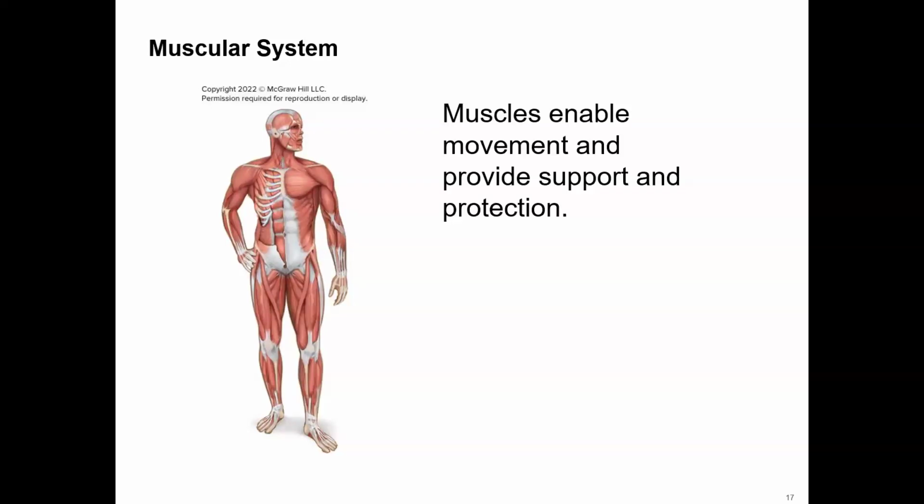Muscles. This is, of course, how we're moving and providing support and protection for the body. This is requiring a lot of energy. So a lot of the nutrients that we're taking in, especially carbohydrates, especially fats, even proteins, can be used to get the energy that our muscles need to go through contraction and relaxation.